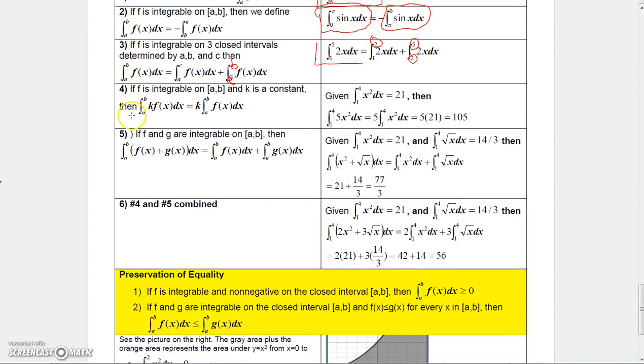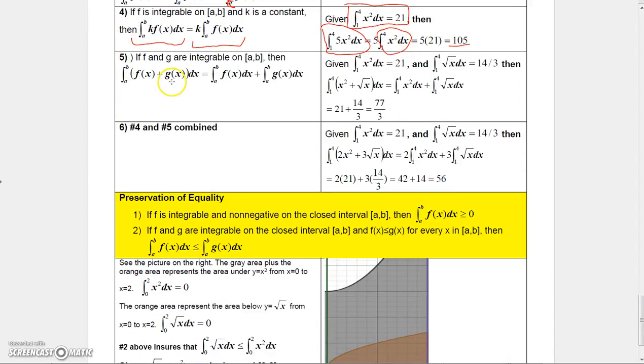There's also a constant multiple rule for integrals. So if you have an integral of k times f of x, that's equal to k times the integral of f of x dx. Here's an example where I can show you this. Let's say we know the integral from 1 to 4 of x squared dx is equal to 21. Well, let's say you want to find the integral of 5x squared dx from 1 to 4. The limits have to be the same. Based on this, I can factor the 5 out, and now that I know that this integral is 21, I know that this integral must equal 5 times 21, which is 105.